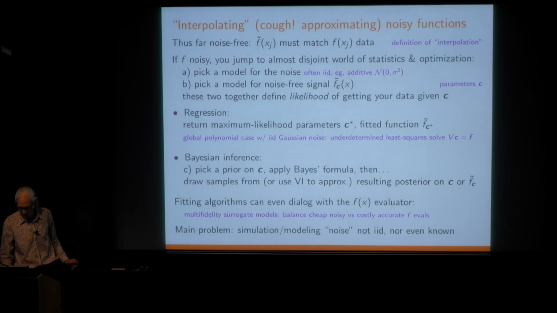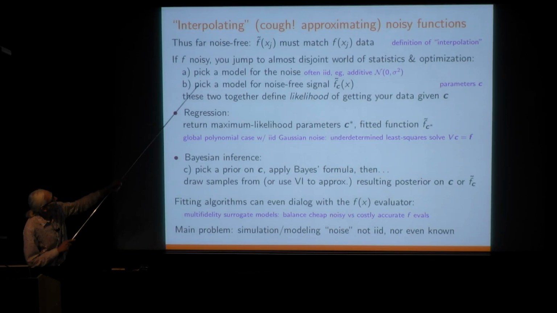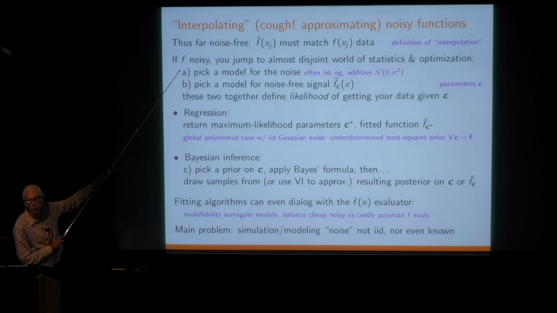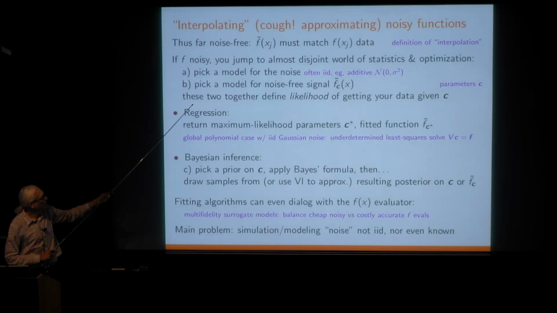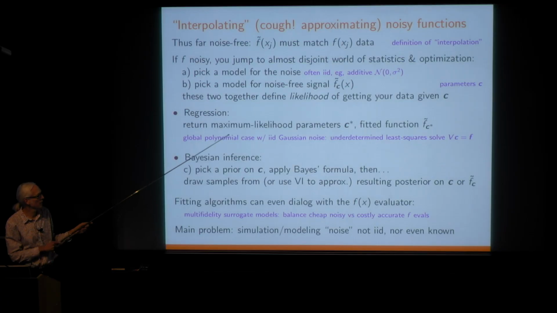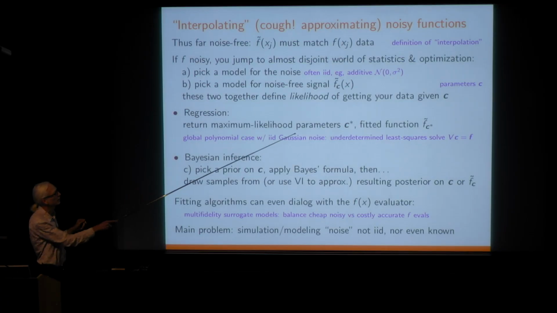Okay, noisy functions. Everything so far has been matching with zero noise. If it's noisy, you jump to statistics and optimization. You pick a model for the noise. You pick a model for the signal. You put them together to get a likelihood. You do regression, which returns the maximum likelihood estimate of the parameters, the unknown parameters.